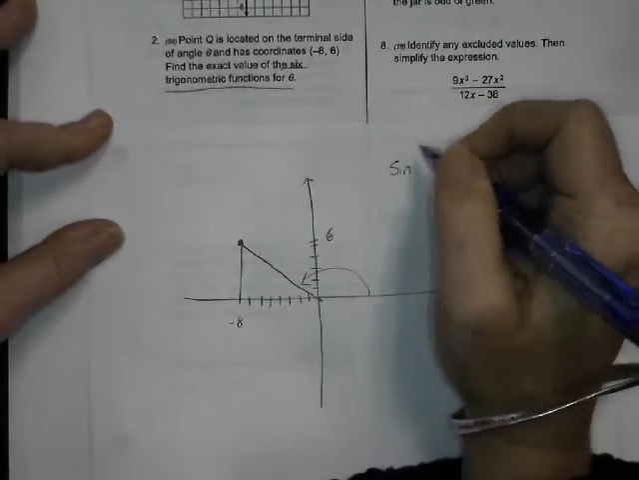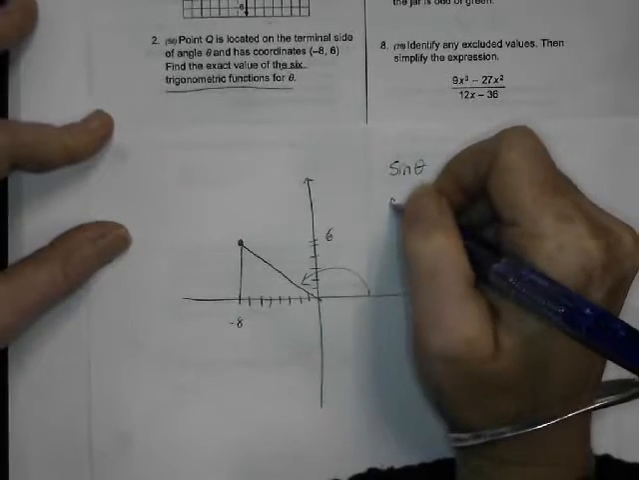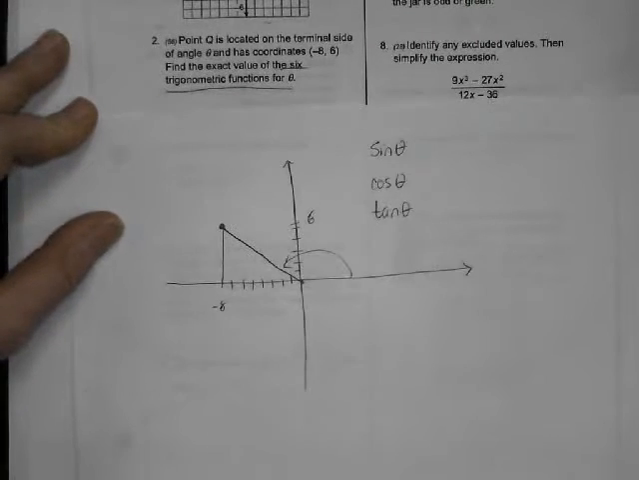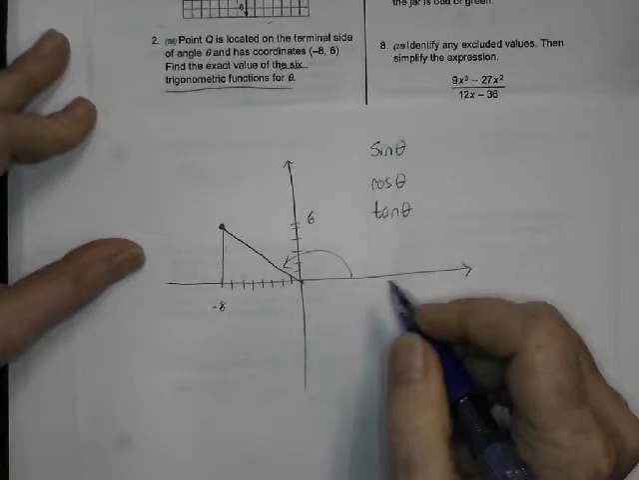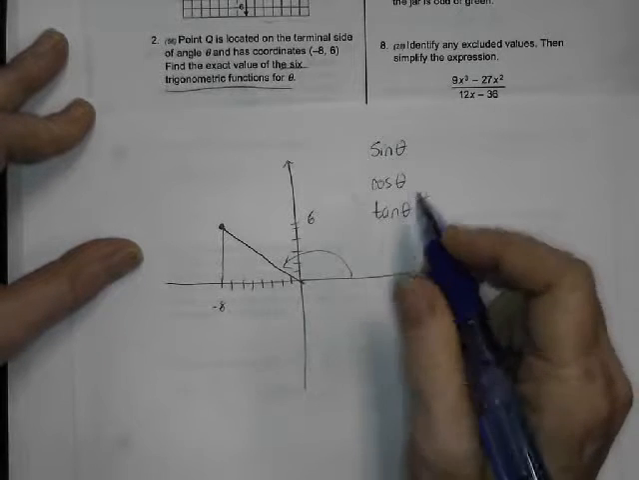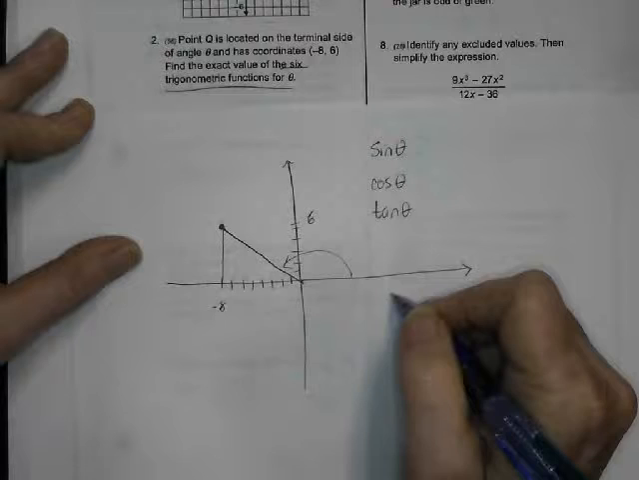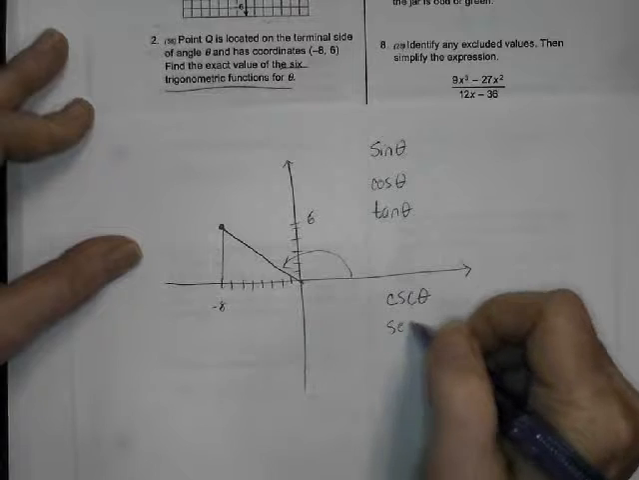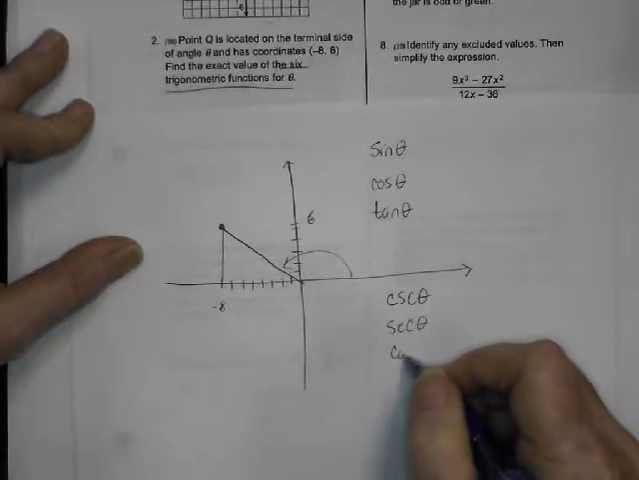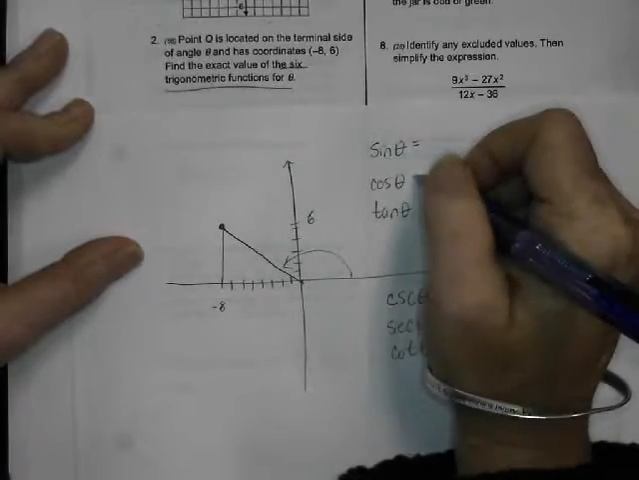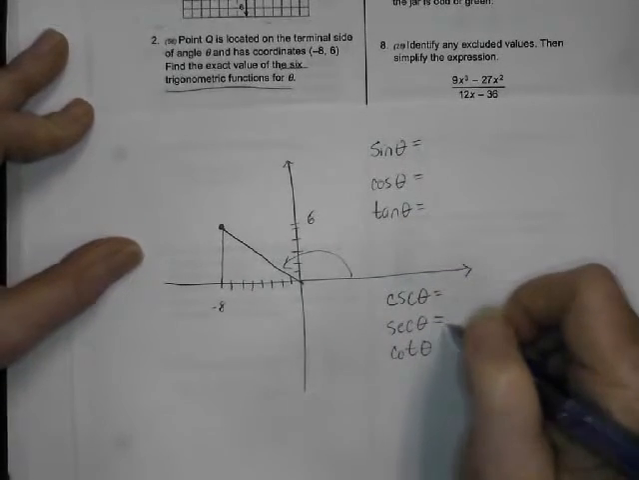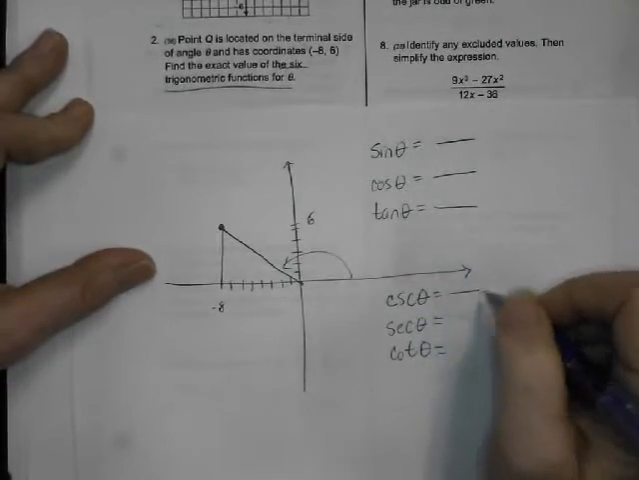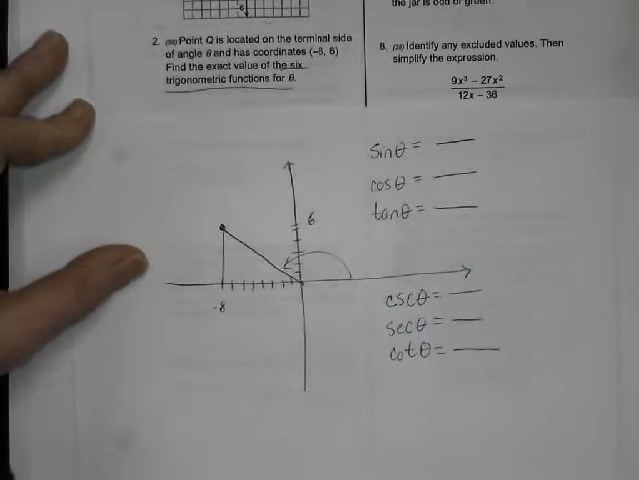So what are the trig functions? We have sine theta, cosine theta, and tangent theta. Those are 3 trig functions. There are 3 other trig functions, the reciprocal functions. The reciprocal of sine is cosecant, the reciprocal of cosine is secant, and the reciprocal of tangent is cotangent. Here are the 6 trig functions. They're all going to be fractions, like opposite over adjacent or opposite over hypotenuse.